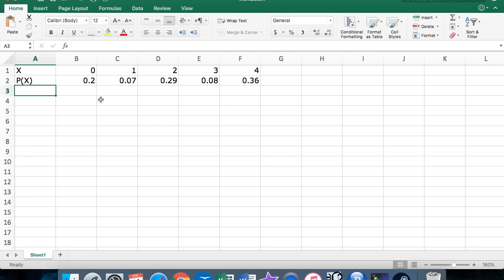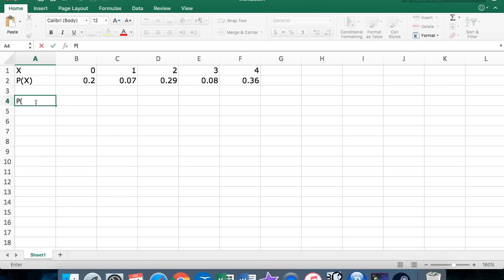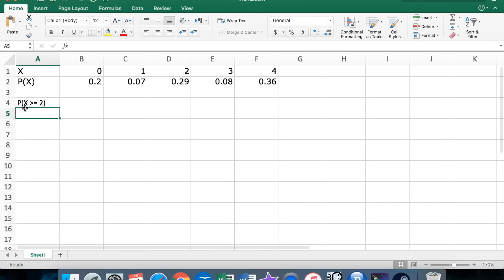The question asks, what is the probability of at least 2 car sales in a randomly chosen hour? If we were asked to put it in our probability form, this is what we would do: the probability that x is greater than or equal to 2. Now you don't have to do this. I'm just doing this so you guys see what I'm doing. You can just right away find your answer, but this is just for you guys watching this video.